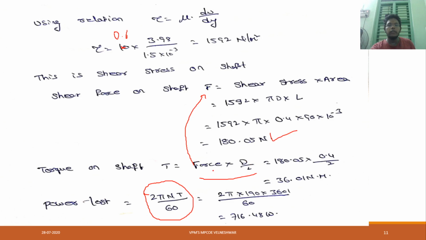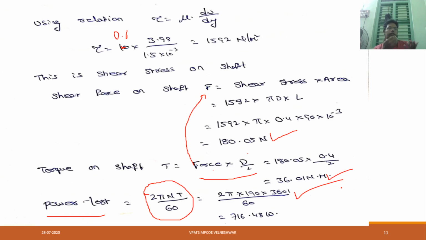If you insert all this, force is known, d value is known, so you will get the T value. Finally we have to find out the value of power lost, that is 2 pi nt divided by 60. 2 pi into N value 190, T value 36.01, divided by 60. So here how much value am I getting? 716.48 watts. This is the numerical.